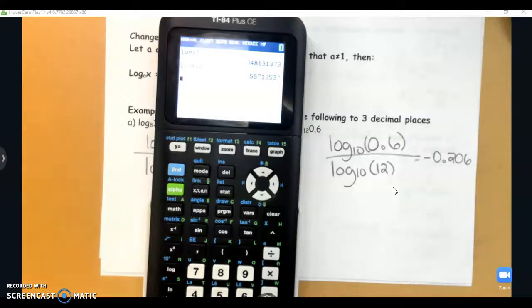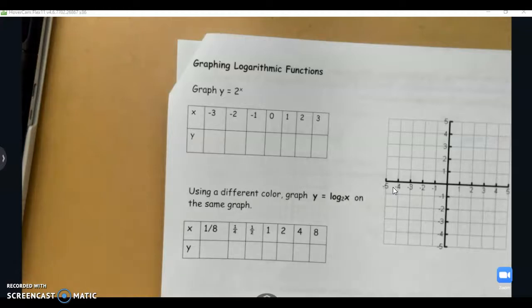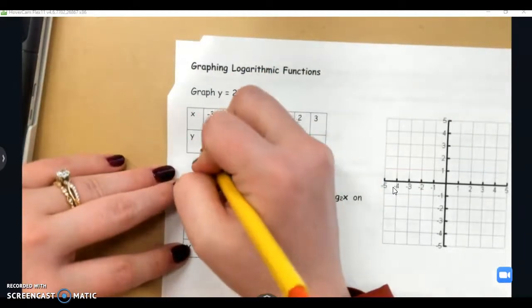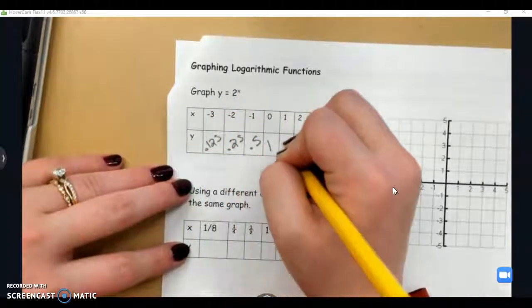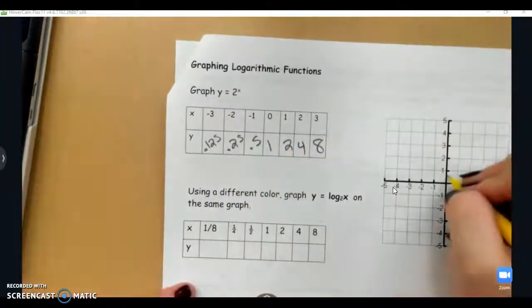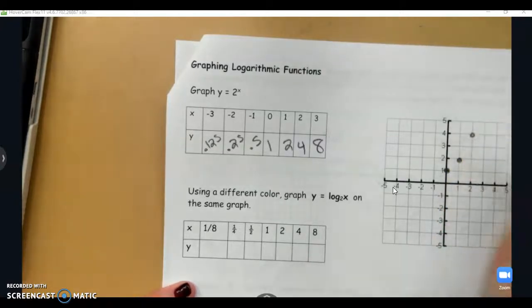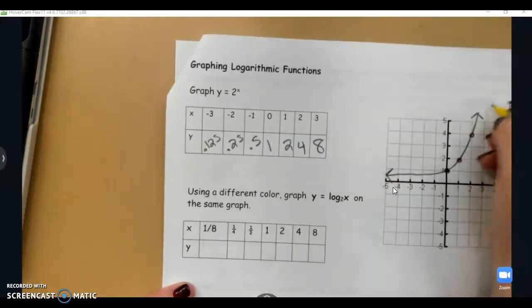All right, on to the next topic with logs that we're going to focus on today, and that is graphing. So remember, we've been looking at exponential functions, like 2 to the x power, and if I put this in my calculator and fill in that table, these are the values that we've been looking at previously. And what that graph looks like is something like this. So that is our exponential 2 to the x power.